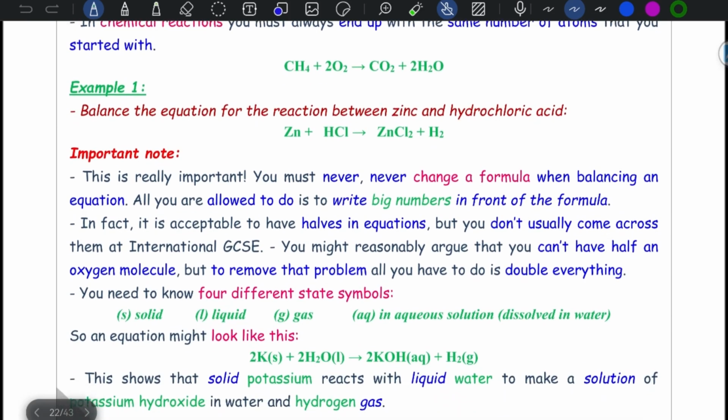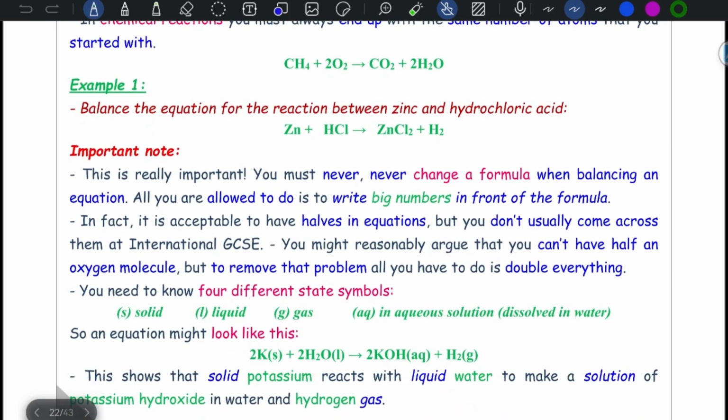He asks to balance this equation, the reaction between zinc and hydrochloric acid. As you can see, 1 zinc, HCl, 1 hydrogen and 2 hydrogens in the product. So you have to multiply by 2 right here, just writing 2 right here. Now the equation is considered as balanced.